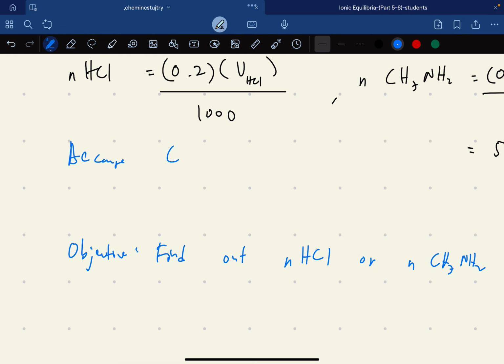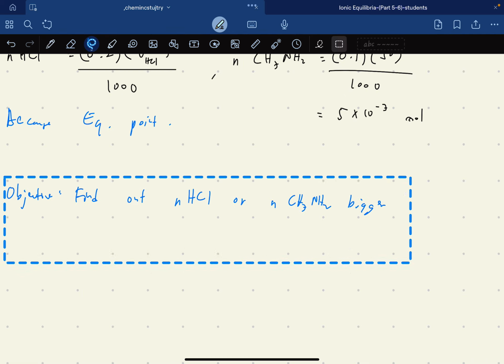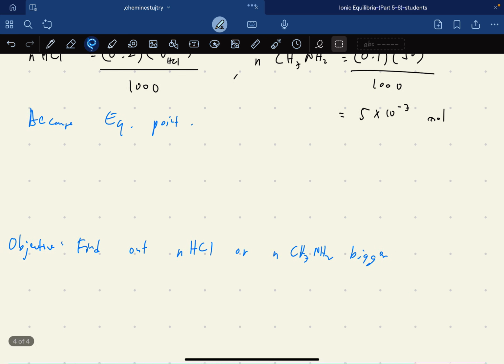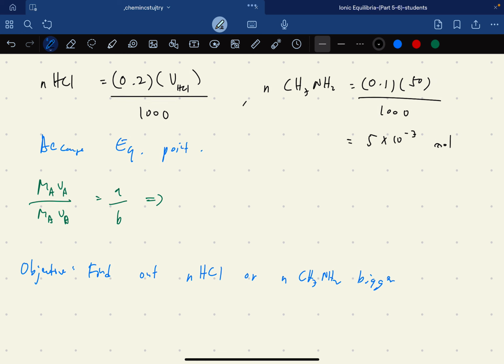Because at equivalence point we can use a special formula. Not really special, but it's something you can use when it's the equivalence point, which is MAVA over MBVB equals a over b. So let's use this formula because I think it will help us find the volume of HCl.